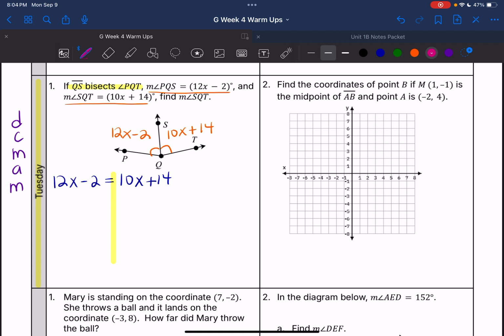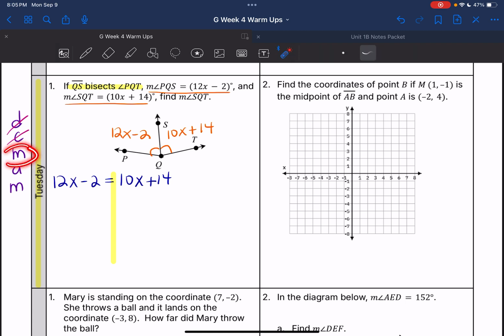D stands for distribute, but that only applies if you have parentheses, which we don't. So I'm going to cross that one out. C stands for combine like terms. If I look at the left, one has an x and one doesn't. And then if I look at the right, one has an x, one doesn't. So that one also doesn't really apply to us.